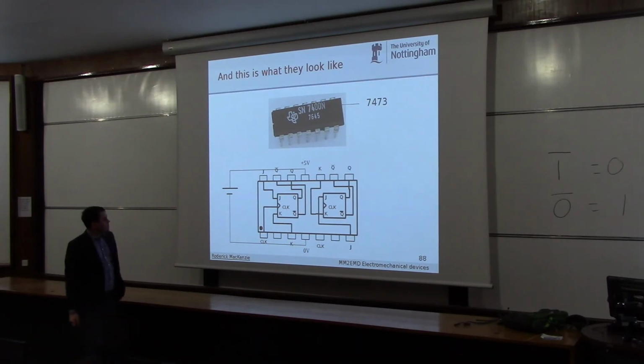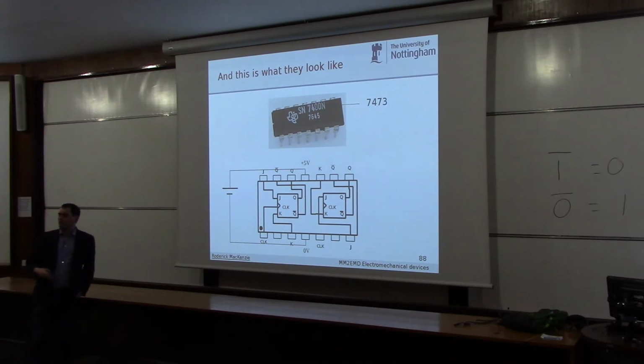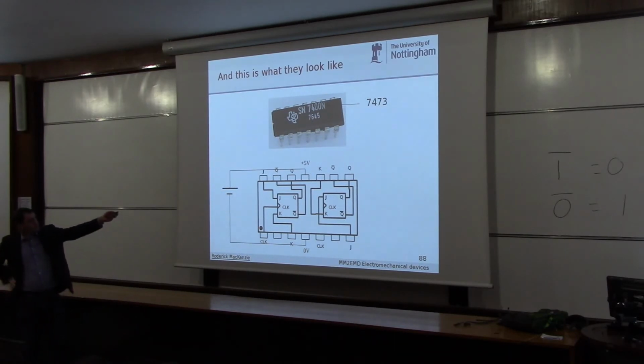And you can buy JK flip-flops in packages like this. On modern computers, you'll have maybe lots integrated into some circuit. But if you just want one or two JK flip-flops, you can go to the shop and get a 7473 chip, and it looks a bit like that, in fact exactly like that, except it's just got the number 7473 there. And you apply some power to it, and then you've got these two little flip-flops.